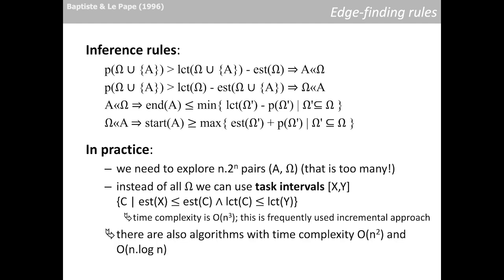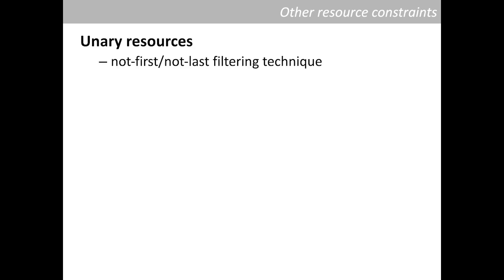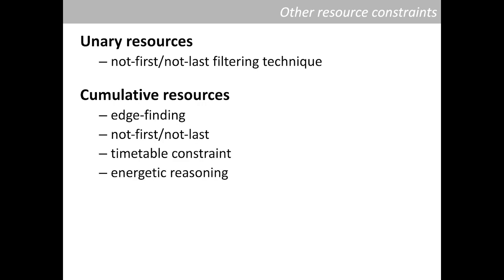But actually, we can do it even better. There are algorithms with square time complexity or even n log n time complexity, which is very good, because this algorithm is called Theta-tree search. So this is about edge finding, which is applied to solve unary resource constraints. There are other techniques for unary resources like not-first, not-last. And this technique can also be extended to cumulative resources, while other types of filtering techniques are used, either the timetable constraint or energetic reasoning. Let me just briefly sketch the idea of cumulative resource and its filtering.